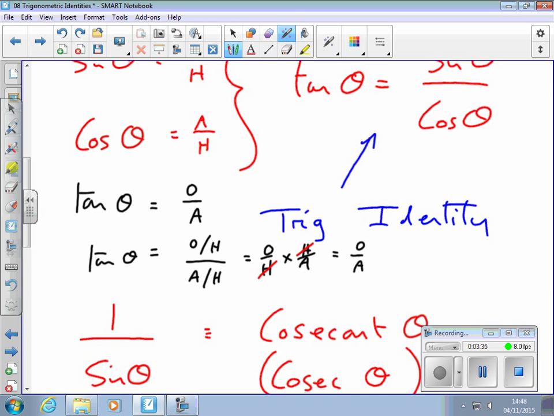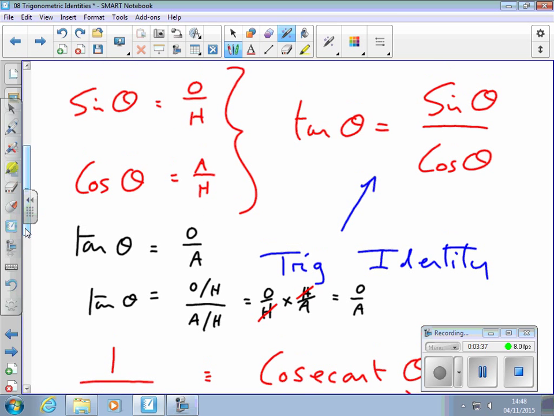So that's another identity we can add to our list of identities. We've written down 3. Here's another one. Tan theta is sine theta over cos theta. And we can add that to our list of little identities.